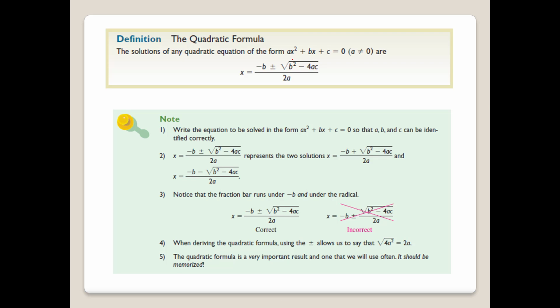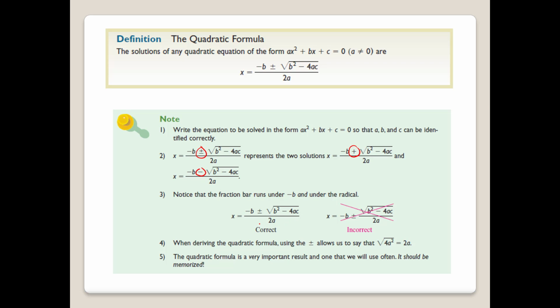All right, so some things to take away from here. Write the equation we solved in that form so that a, b, and c can be identified correctly. The plus or minus represents the two solutions of x, right? You take the plus one time, and then you take the minus the other time, because this means there are two solutions. Also notice the fraction bar runs under negative b and under the radical. It's not just, as I said up here, this is wrong, and this is right. The fraction bar goes all the way across, okay?